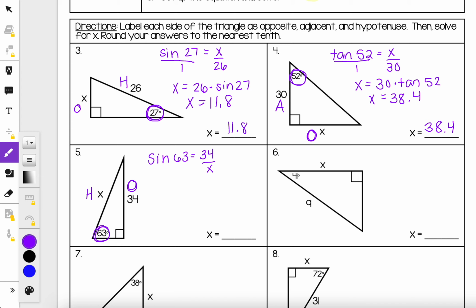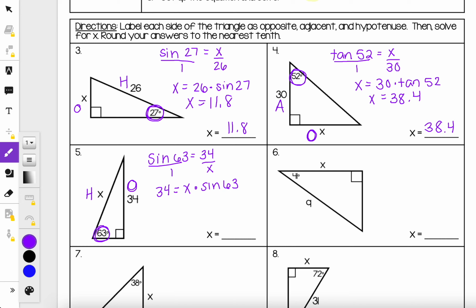Now, sometimes students get a little bit stressed out because we have x in the denominator. If you set this up as a proportion every single time and you cross multiply, you don't really have to worry about what you're doing with that x in the denominator. So I'm going to cross multiply. 1 times 34 is 34. That equals x times the sine of 63.